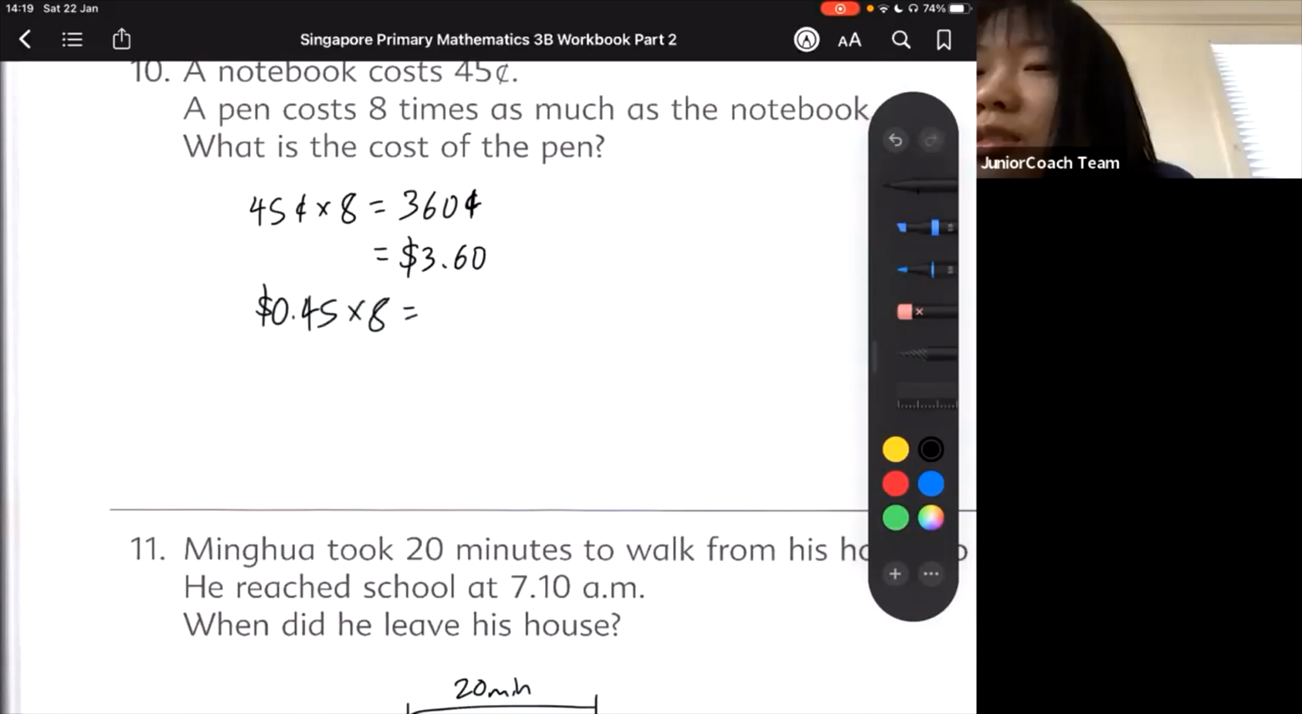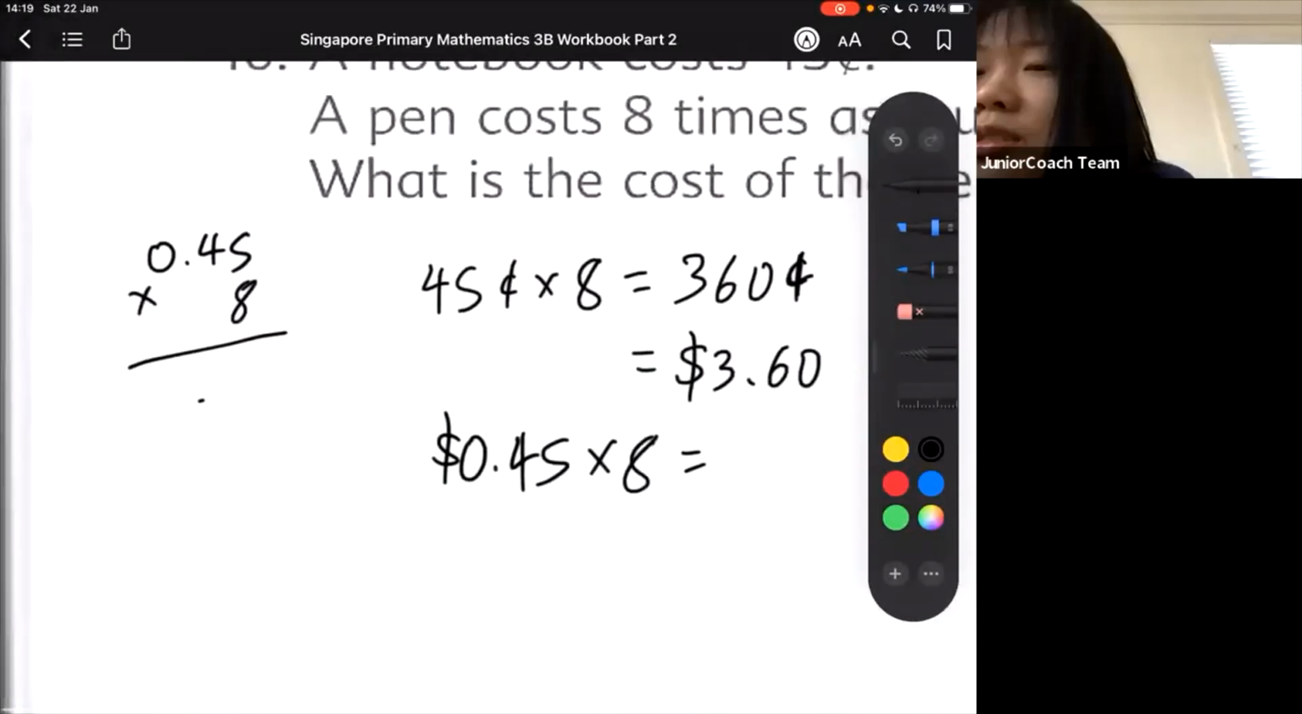$0.45 times 8. And this one we're working with decimals, so we still have quite a bit of time, so I'm just going to give a small introduction on decimals, multiplication specifically. So to multiply a decimal by a whole number like 1, 2, 3, 4, 5, 6, 7, 8, we put the decimal point, the dot here, in the same place. And then from then on, we can just do our multiplication normally. Like 5 times 8 is 40. 4 times 8 is 32, and 32 plus 4 is 36.